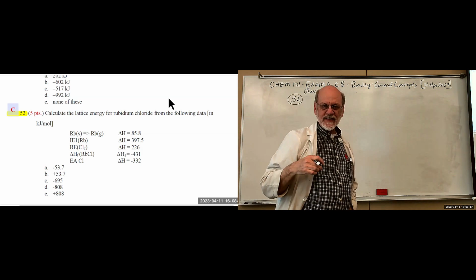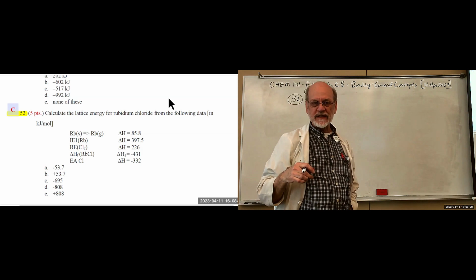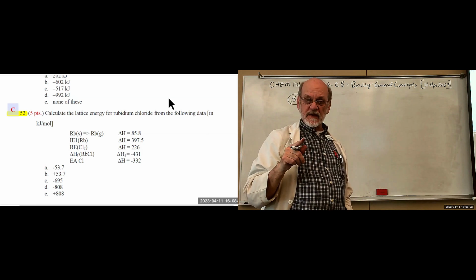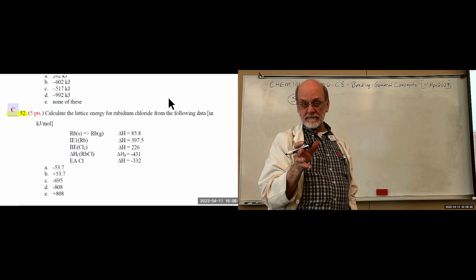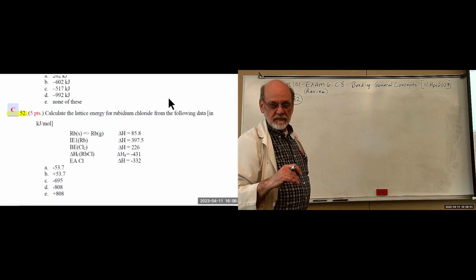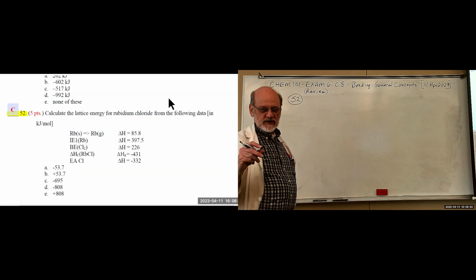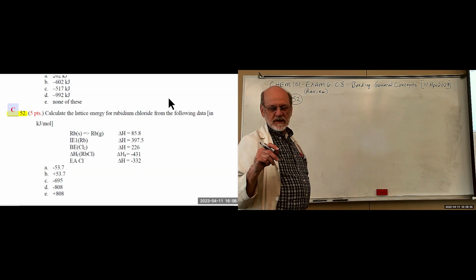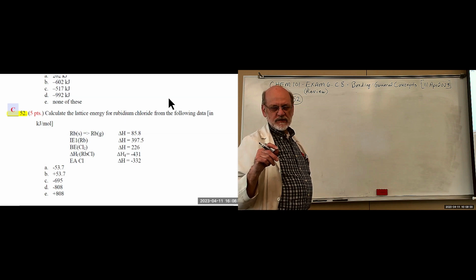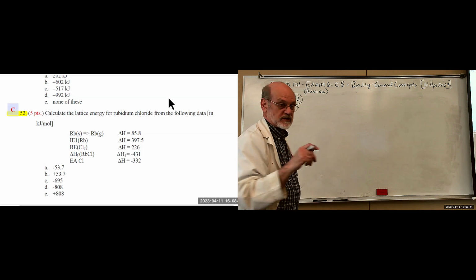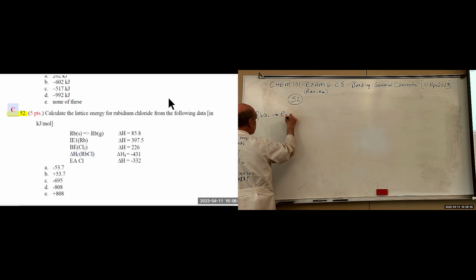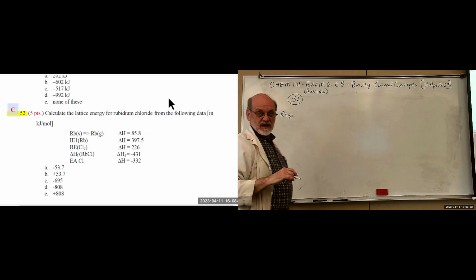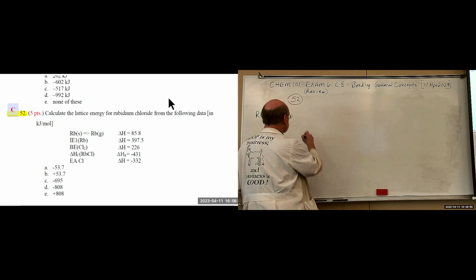All right. Calculate the lattice energy for rubidium chloride from the following data. In this case, it's got abbreviations in there, and we need to know what those abbreviations mean. So let's sort out what those abbreviations mean. Rubidium solid to rubidium gas, that's sublimation, and the heat for that is 85.8 kilojoules.